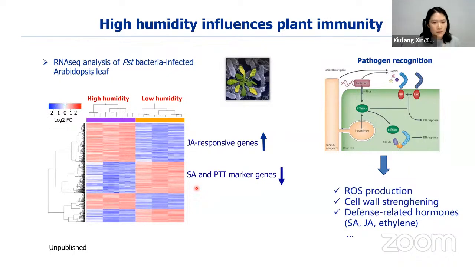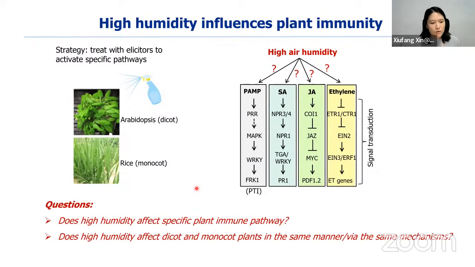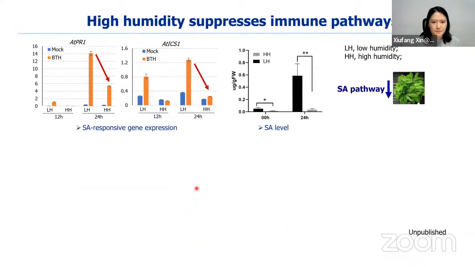So it's very complicated. We therefore took a strategy of treating plants with different elicitors to activate individual pathways and try to answer, first, when does high humidity affect a specific plant immune pathway, and second, does high humidity affect dicot and monocot plants in the same manner or via the same mechanisms. It actually took us quite some time to set up the system.